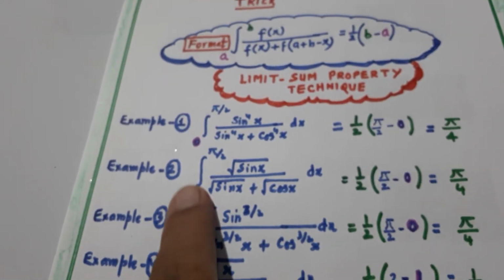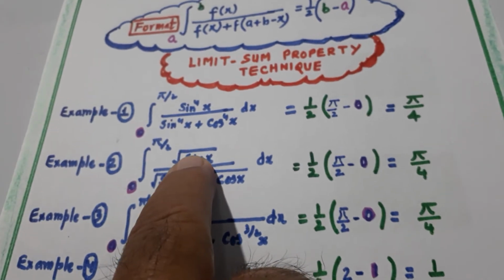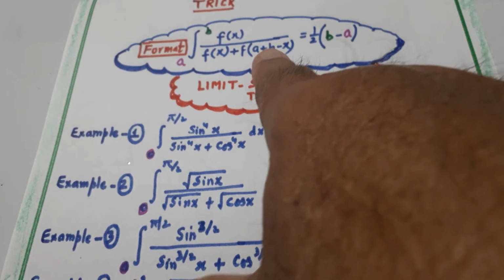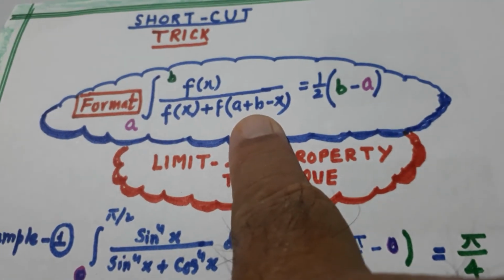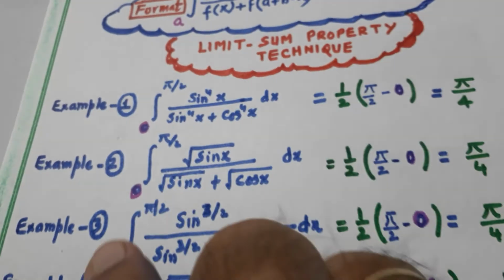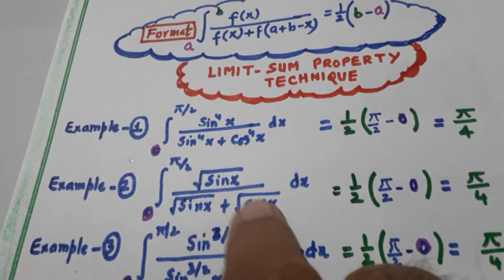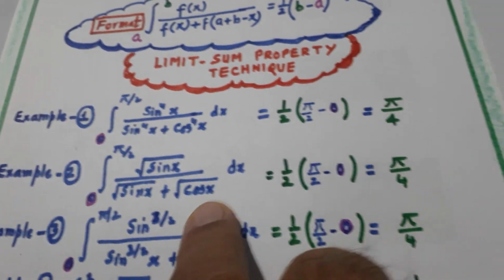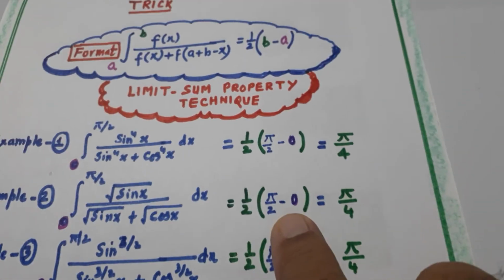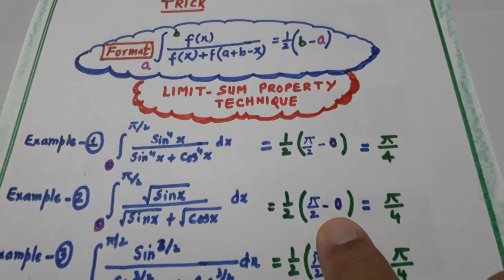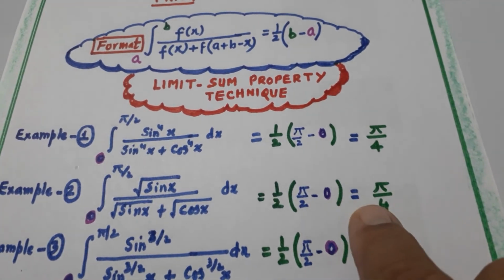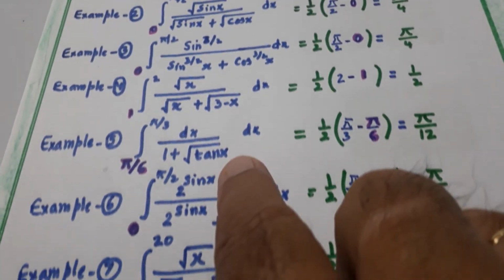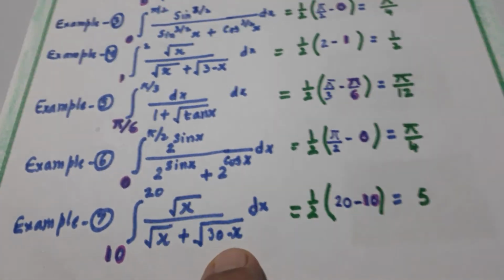Similarly, let us go here. Sin x there, sin x there. This cos x has come due to the formula, f of a plus b minus x. When you add up, it becomes complementary: pi by 2 minus x, that is cos x. The answer will be half of b minus a. b is pi by 2, a is 0. Same way here also.